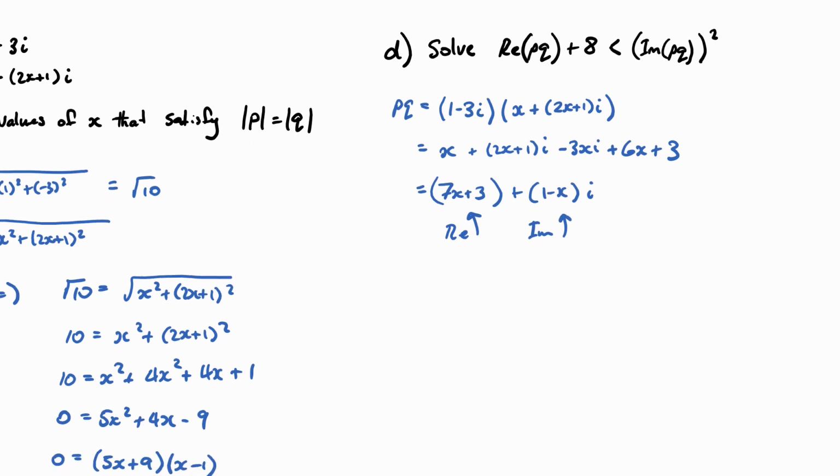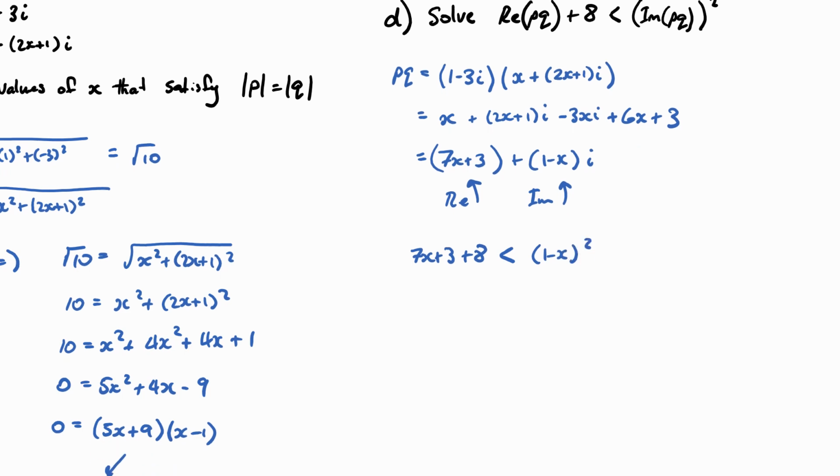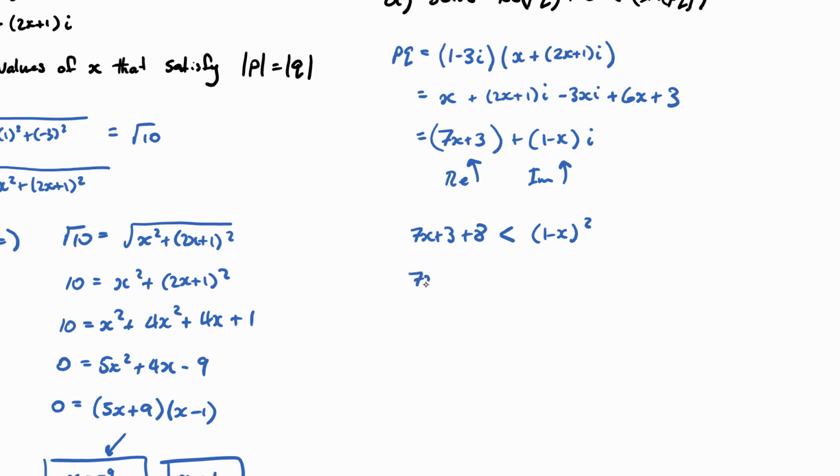So let's try and solve this inequality. The real of PQ, which is 7x plus 3, plus 8, when is that less than the imaginary bit all squared, which is going to be 1 minus x all squared? Okay, so we're going to get 7x plus 11 is less than 1 minus 2x plus x squared, if I expand this out. Now I'm just going to move everything onto the right hand side here.